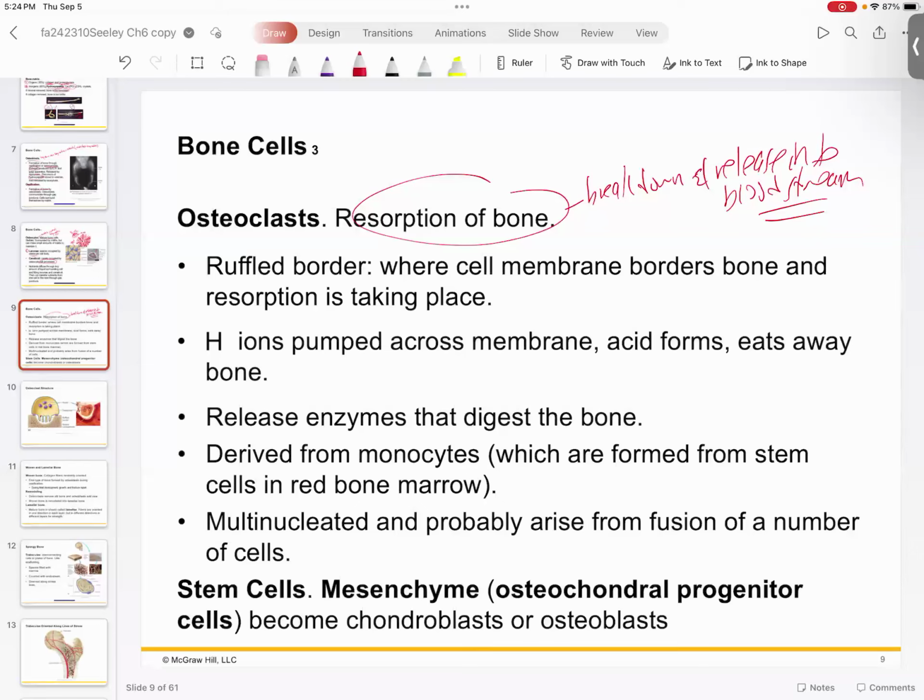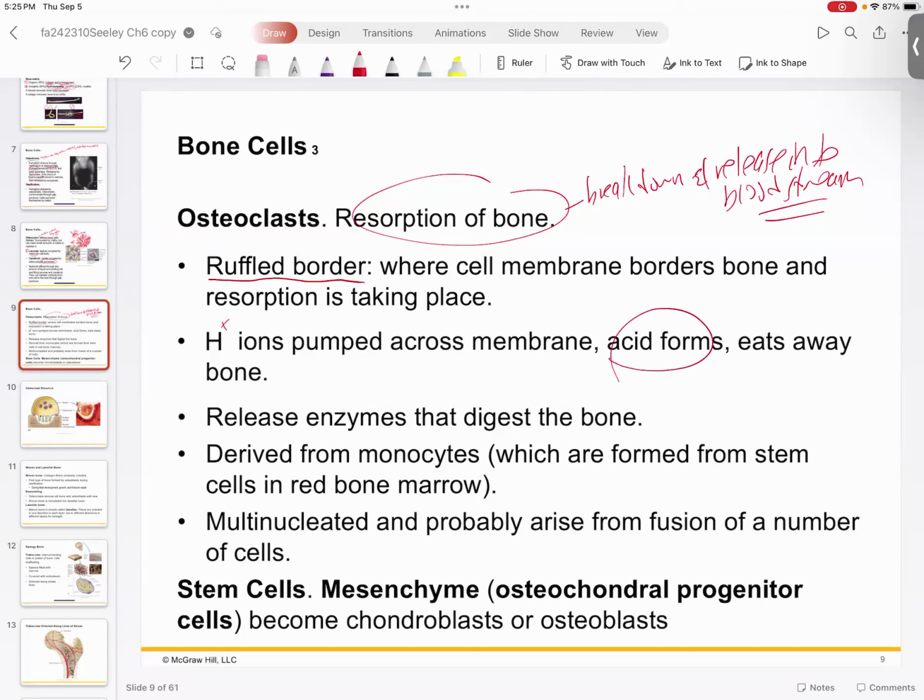So as a result, typically, you'll see kind of at the edges of bones, this ruffled border. It's like a pitted border. That's where the osteoclasts are hanging out. And so the way they break down bone is they take hydrogen ions and they pump them across the membrane into the space.